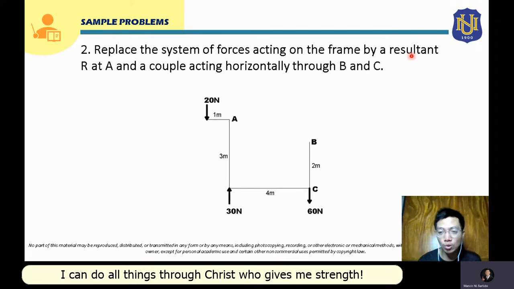Again, we are going to replace this system with a system where the resultant is at point A. So we will transfer the location of the resultant, and it will produce a couple. The couple that will be produced, we will resolve into forces acting at B and C horizontally in such a way that they will produce a couple. So let's start solving this.